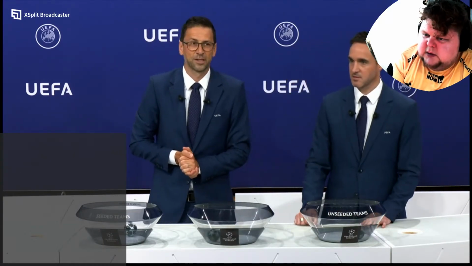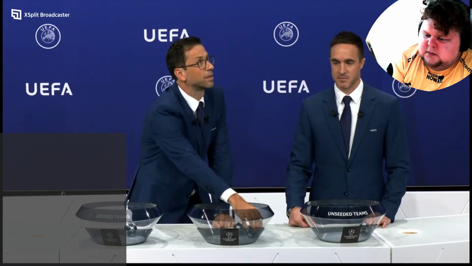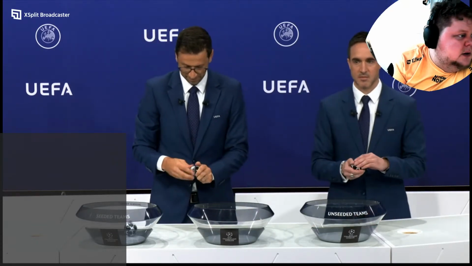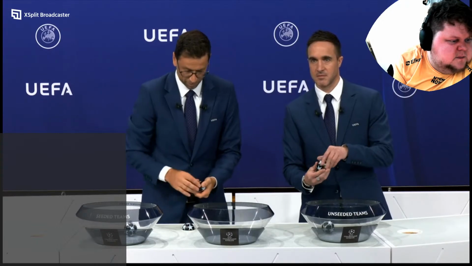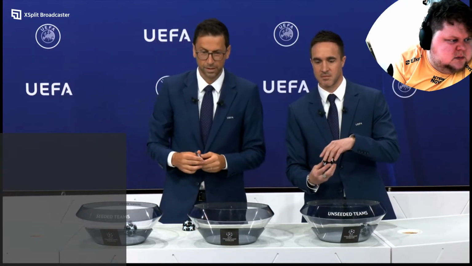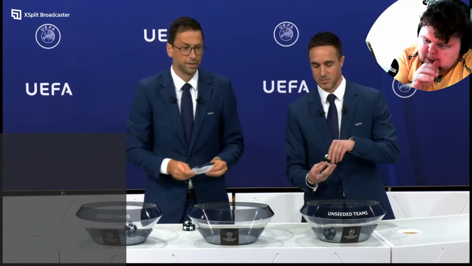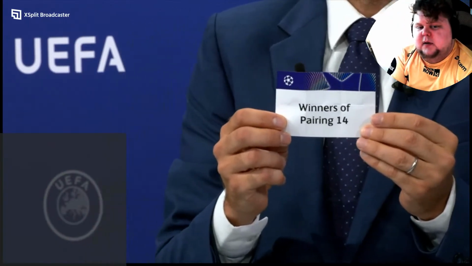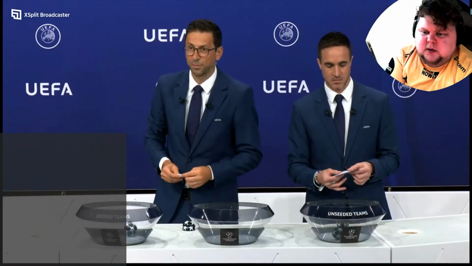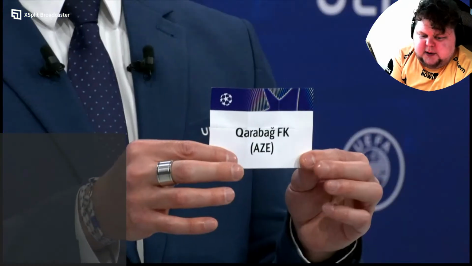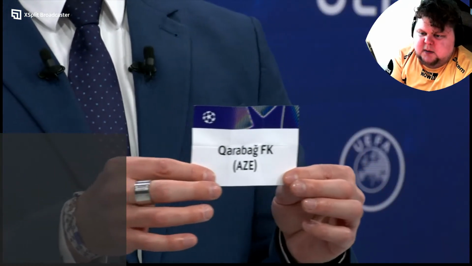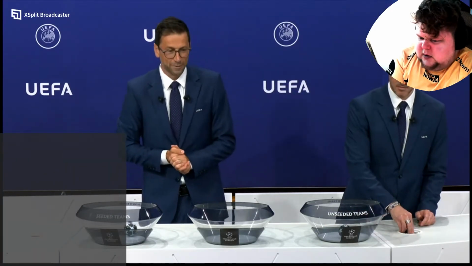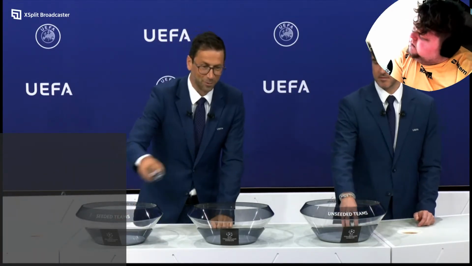Let's find out who are the next. The third pairing of this Group 3. Who will be the first team to play the first leg at home? It will be the winners of pairing 14, so Hamrun Spartans FC from Malta or Lincoln Red Imps from Gibraltar. And their opponents, Karabakh FK from Azerbaijan. So one more left. We know who. Now we find out the order.